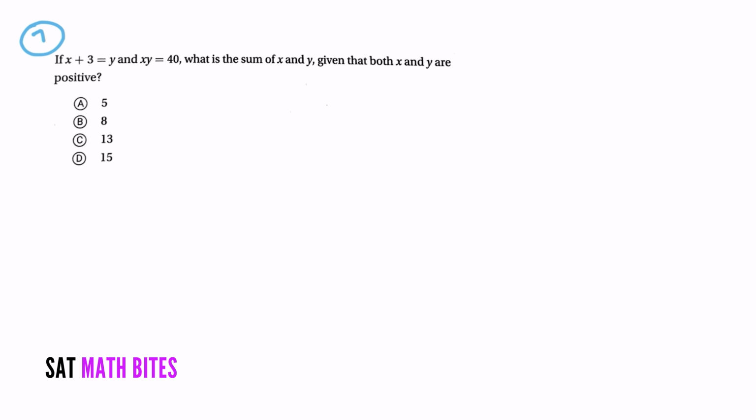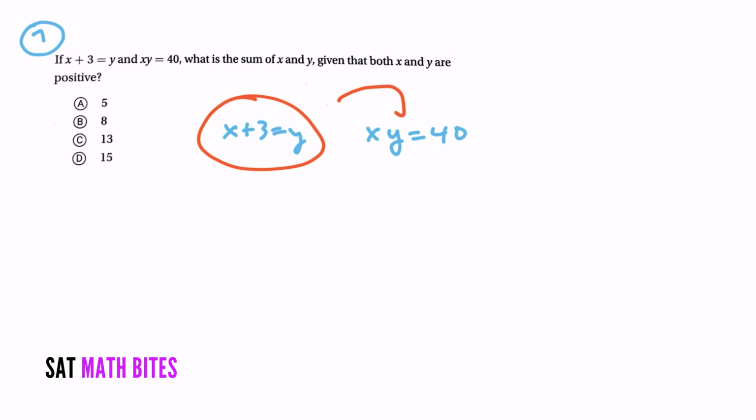On number 7, we have a system. So we have x plus 3 equals y. And then we have x times y equals 40. Since y is solved for, we could take this and substitute it right here.